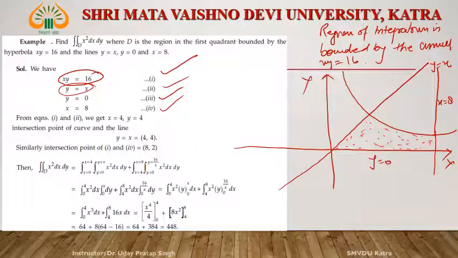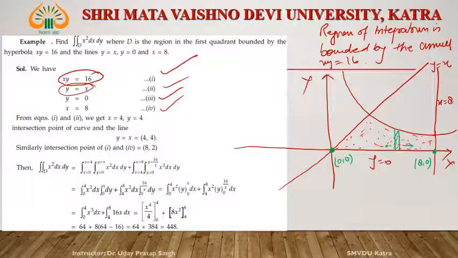Now, if we consider a strip parallel to the x-axis or y-axis, let us see by one example. If we consider a strip parallel to the y-axis, what will happen? The lower portion of the strip will come here. This point is (0, 0), and this point is (8, 0). This will go up to 0 and this will go up to 8.